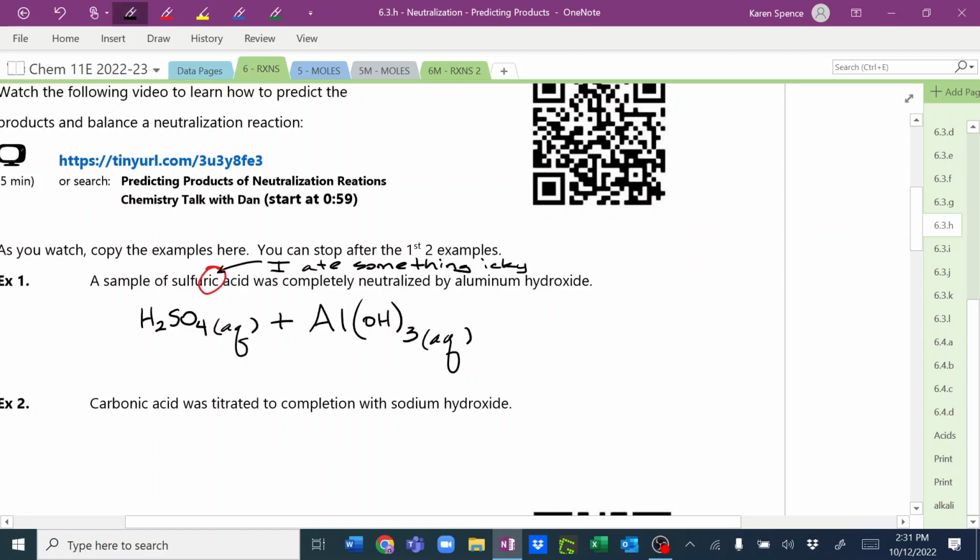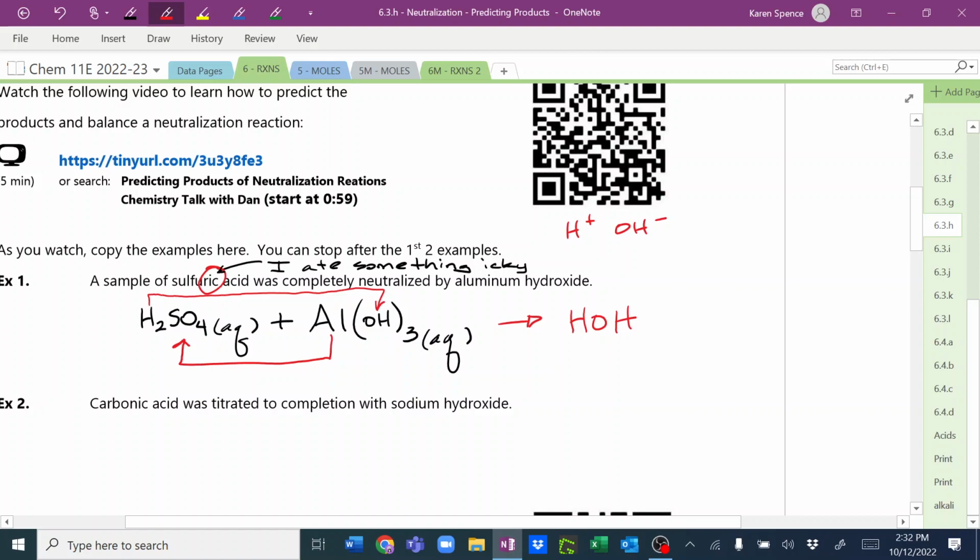How would you predict the products? Water and a salt, and in fact, this is just a fancy double replacement reaction, yes? So we're going to take our outside ions and put them together, and then we're going to take our inside ions and put them together. So I'm going to take my H plus to go with my OH minus, which makes H2O, or because it makes balancing easier, I'm going to write it as HOH. But if you're fine balancing it without doing that, you can write it as H2O, totally fine.